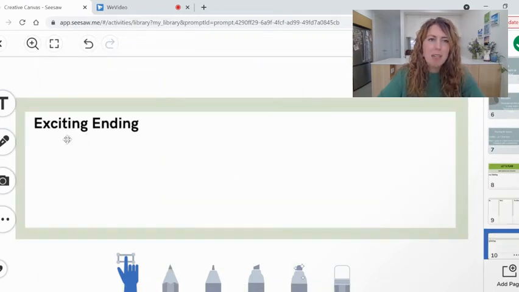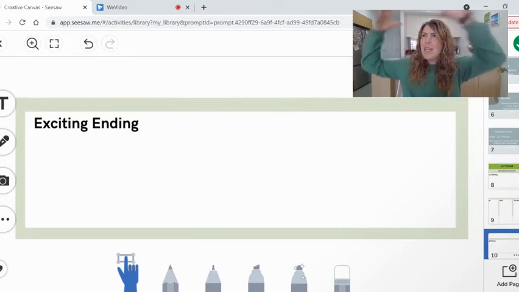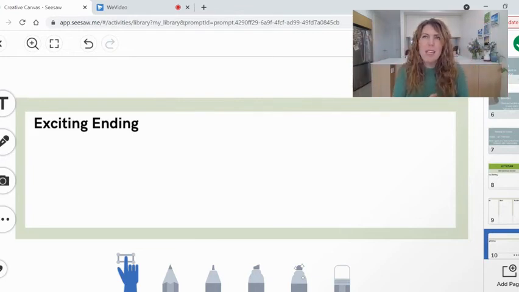And then you need to plan your exciting ending. Where is your story going to finish? An exciting ending is an ending that has a big finish rather than just, and then we all went home, or, and then I woke up. That's a boring ending. We want an exciting ending.